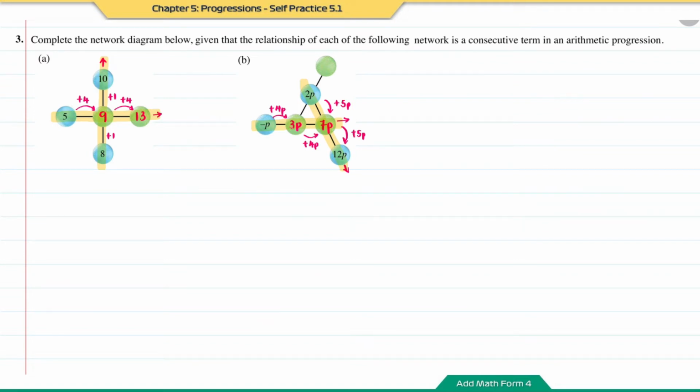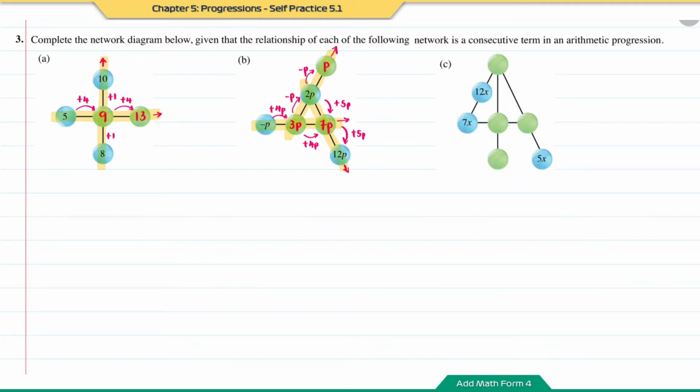So last one, we're going to look at this sequence. So 3p becomes 2p, which means you are subtracting p from the previous term. So 2p minus p, you will find that this term here is equal to p.